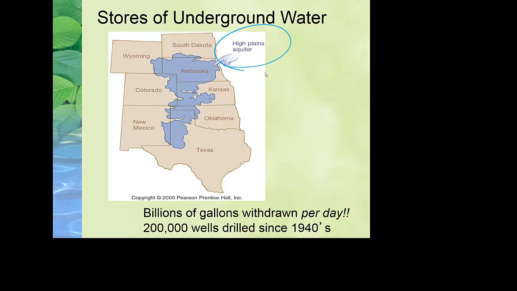This is not going to be sustained. Since the 1940s, more than 200,000 wells have been put onto this aquifer, and on average, several billion gallons of water per day are taken out of it. So what do you think it's taken out for? What are they using the water for? Primarily agriculture.